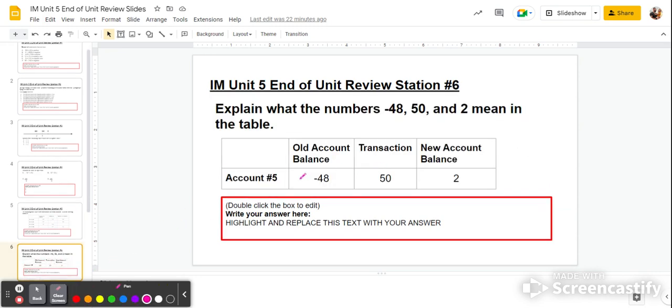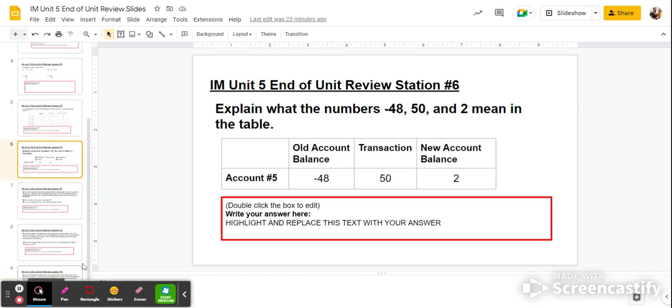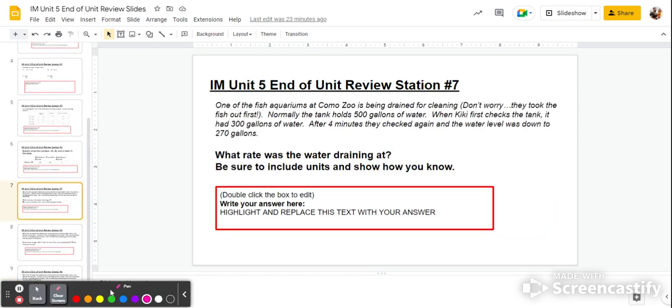It says, well, explain these numbers. Well, here we had a debt. This was a debt of $48. This was a deposit of $50. And this is a final balance I now have plus $2. You can write that in your own words there. You had a debt of $48. You deposited $50. You ended with a positive value. Again, just trying to go through a little quick because I'm running out of time here on my video.